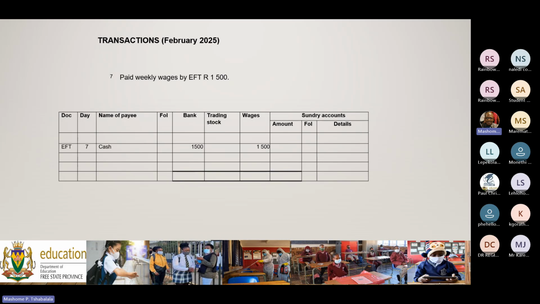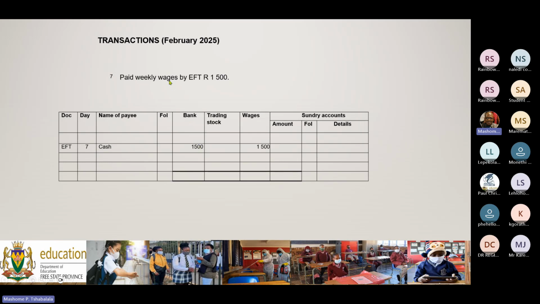Moving to the second one. Business paid weekly wages by EFT, 1,500. We do the same again, learners. We'll say document number, it will be EFT, the day on the 7th. Name of payee, it will be cash because it is a cash transaction. Then the bank, it will be 1,500.